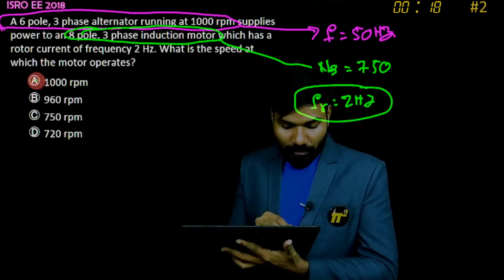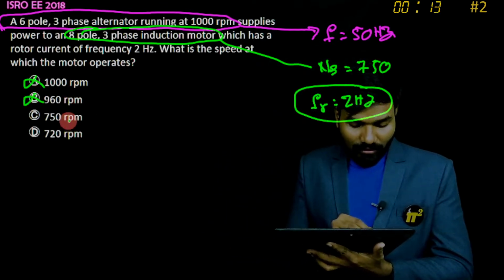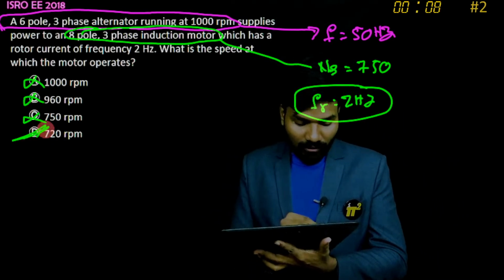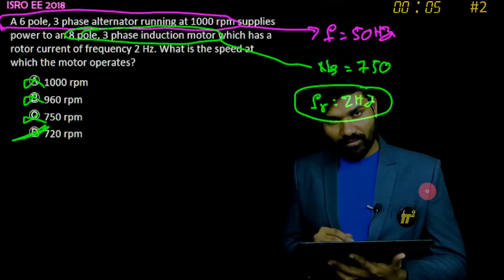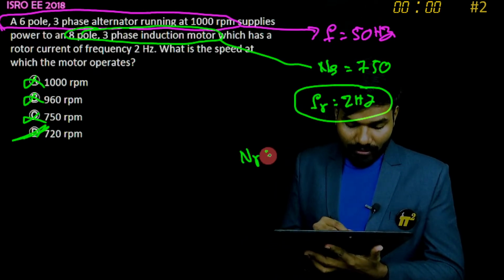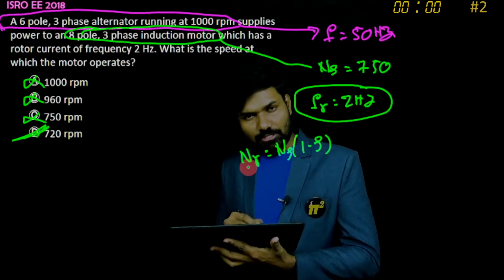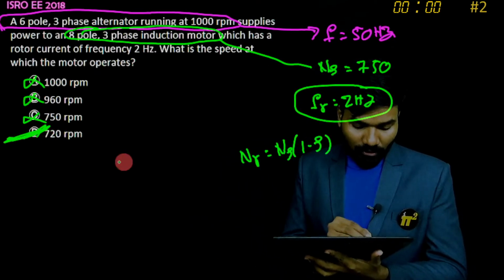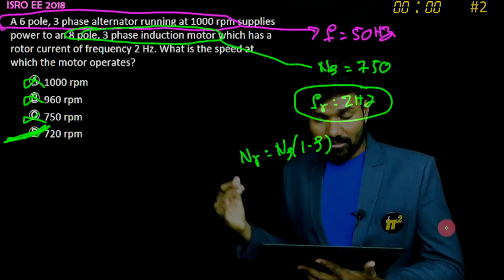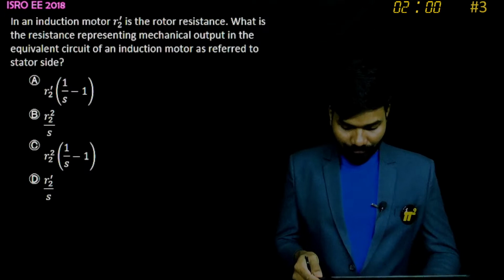Then what is the speed of operation? Definitely not this, because synchronous speed itself is 750, and rotor speed is not even 750. It will be less than 750. Without doing anything, you got this as 720. Answer is D. Of course, if you want to calculate, you can use Nr is equal to Ns into 1 minus s, find the s value, then find this, but you don't have to. From the concept I can say answer is D, because the induction motor will always rotate at less than synchronous speed. Next question.